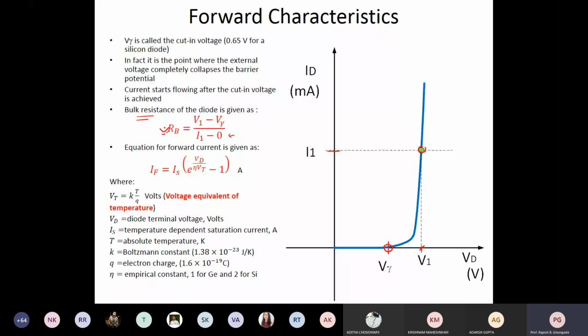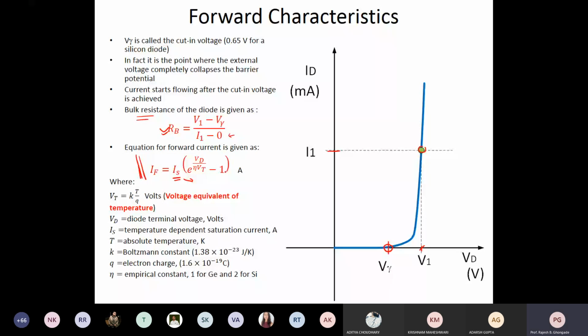Now the equation that governs the forward characteristics, we can make an equation of this, and this equation is given. This is a very important equation. What does it say? Forward current is equal to Is, and we are going to see why. What is this Is? It is actually the leakage current, also called the reverse saturation current, times e to the power Vd by eta Vt minus 1, so many amperes.